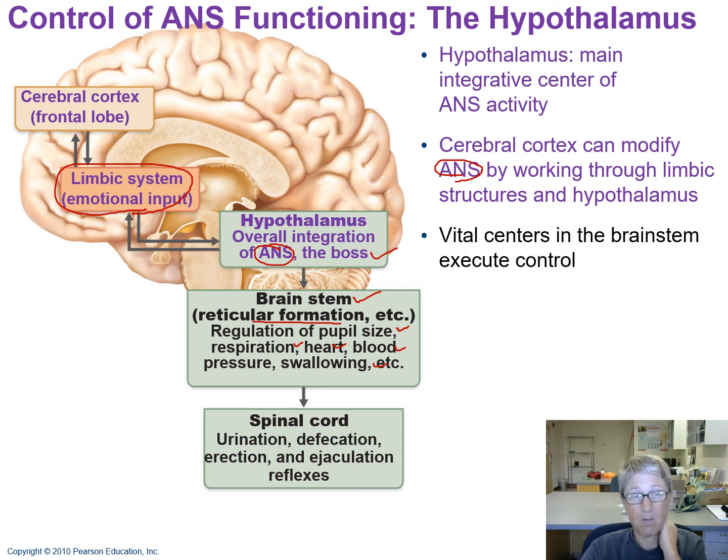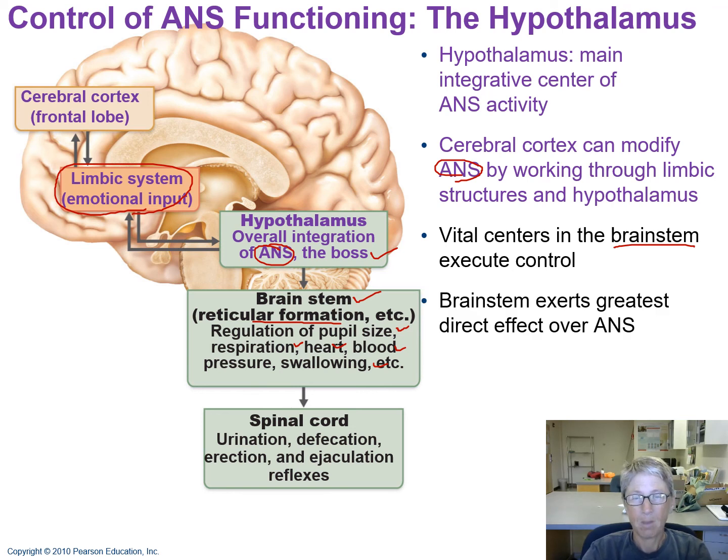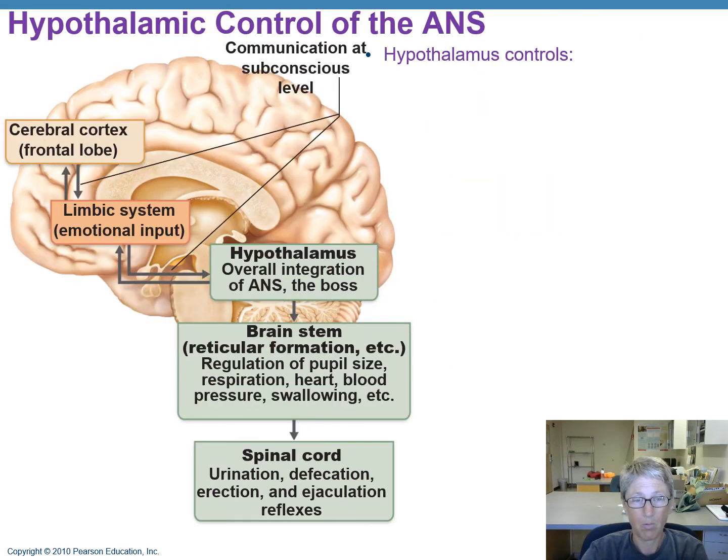Vital centers live in your brainstem. Remember, that's the midbrain, pons, and medulla. Vital centers include your respiratory center, your cardiac center, your swallowing center, etc. So the brainstem exerts direct effects over the autonomic nervous system, but the brainstem is affected by the hypothalamus. The hypothalamus is affected by the limbic system. The limbic system can be affected by the cerebral cortex. So it's really all this two-way traffic to control the autonomic nervous system.